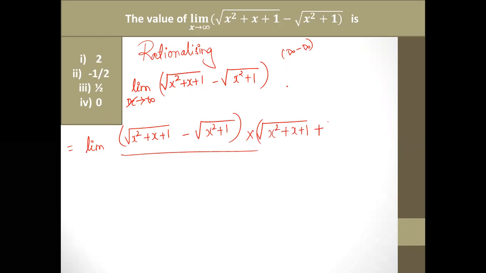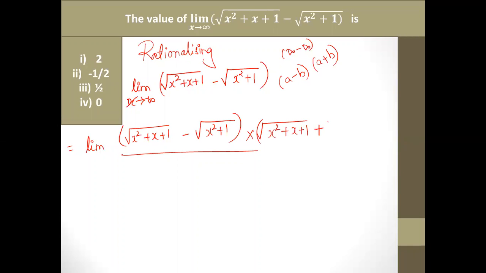Whenever you have a minus b, what is the rationalizing factor of a minus b? It is a plus b. Remember this, only the symbol changes. If someone asks the rationalizing factor of a plus b, it is a minus b. So here it becomes square root of x square plus 1. When you are multiplying, you should divide by the same factor, so that your question remains the same. We don't want to change the question, we just want to simplify things.